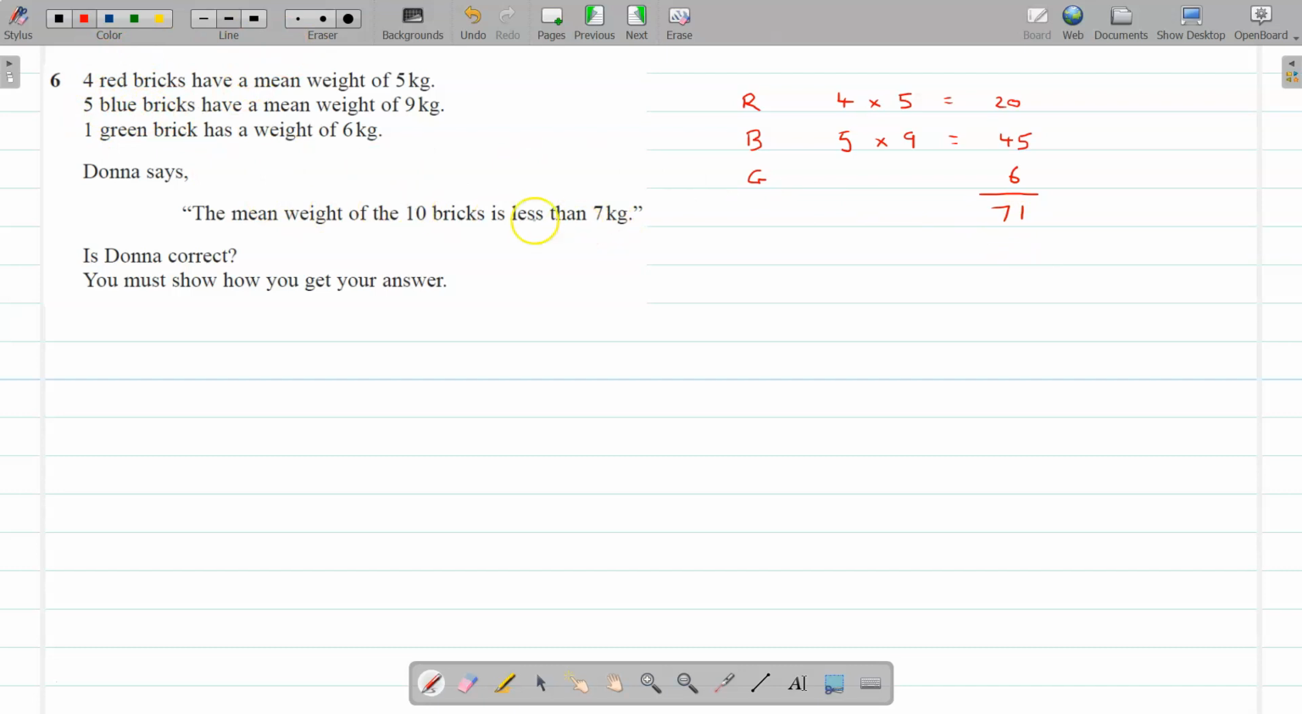Now Donna says the mean weight of the 10 bricks is 7. Is she correct? Well, no, because 71 divided by 10 is 7.1. 7.1 kilograms, that's what the mean weight is. So what we need to say is no, not correct. And just to finalize the answer, I'm going to say not correct because 7.1 is greater than 7. That's it.